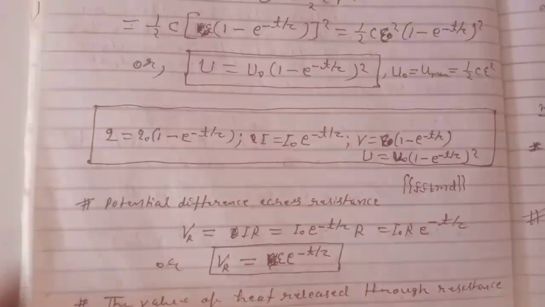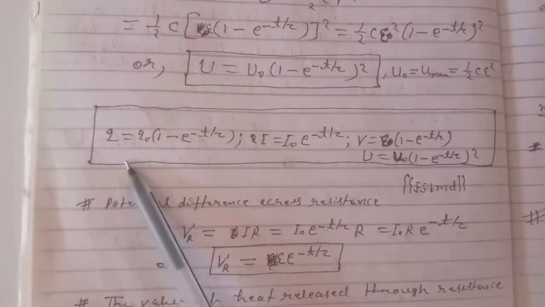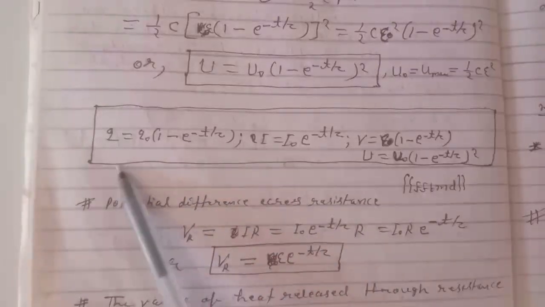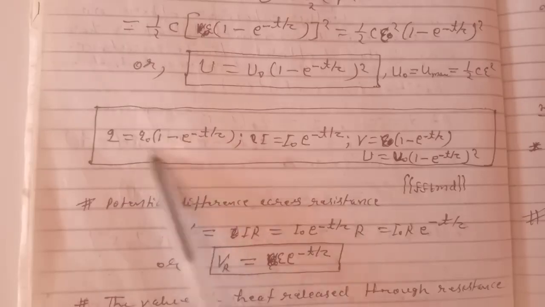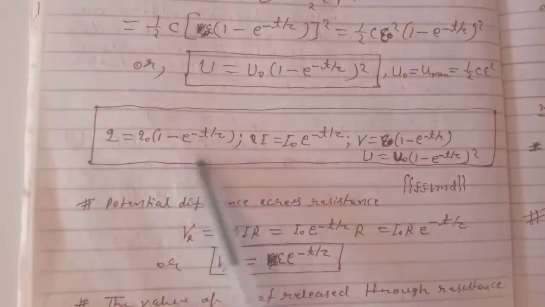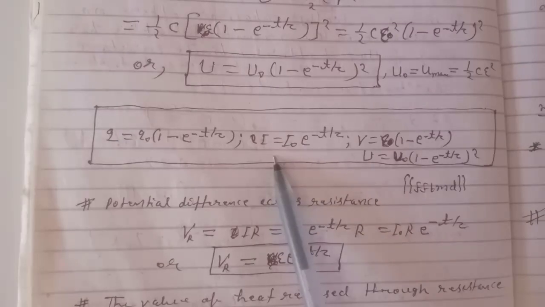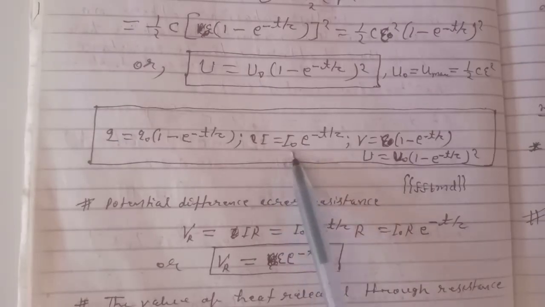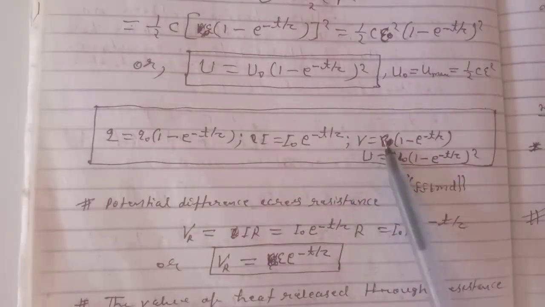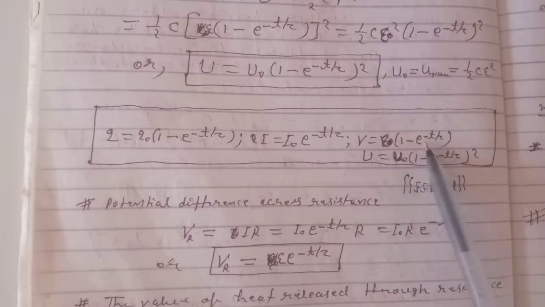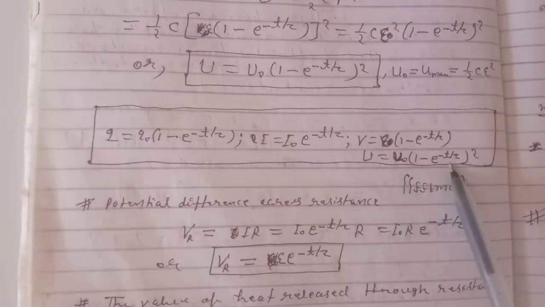So, different values have been calculated in the case of the CR circuit, capacitor resistance circuit, and these values are summarized here. That is, charge on a capacitor at any time is given by Q naught into 1 minus e to the power minus t by tau. Similarly, current in the CR circuit at any time is given by I naught into e to the power minus t by tau. And potential difference between capacitor plates is given by E into 1 minus e to the power minus t by tau, and potential energy of the capacitor U naught into (1 minus e to the power minus t by tau) square. So these are the values.